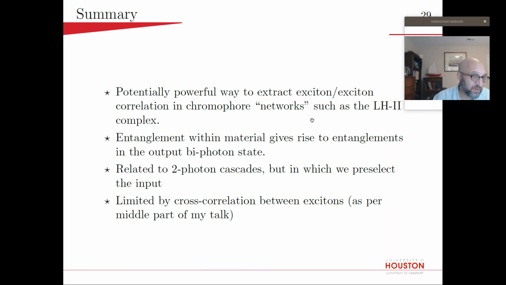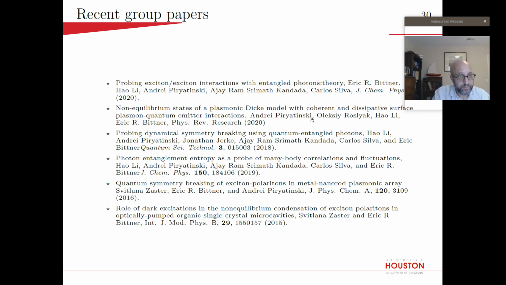So I believe this is a powerful way to extract exciton-exciton correlations in a chromophore network, maybe the light harvesting 2 complex. Now these are related to what are called two-photon cascades, but we pre-select the input as a two-photon Fock state going in. We show how all of this is limited by cross correlations between excitons, and these are the relevant papers that we've written in the last number of years discussing this. We have a number of other works coming out with Carlos looking at two-photon tomography of the singlet-triplet fission process and other dynamics going on in two-dimensional perovskite systems, which I'll talk about hopefully if we ever get to another ACS meeting at some time in the future. I can present that information.